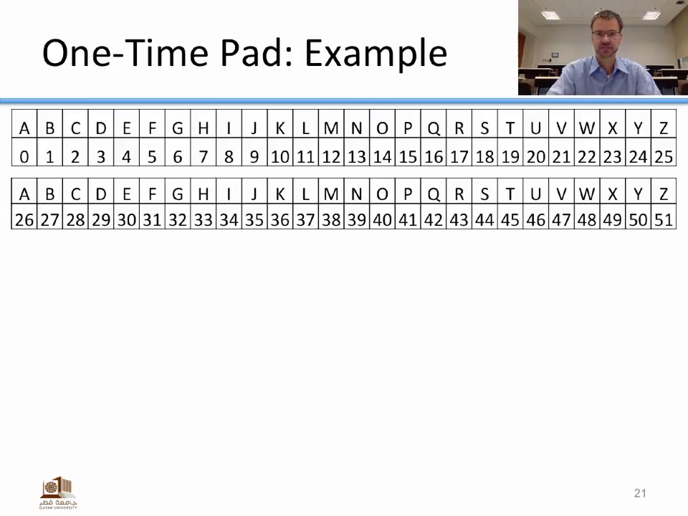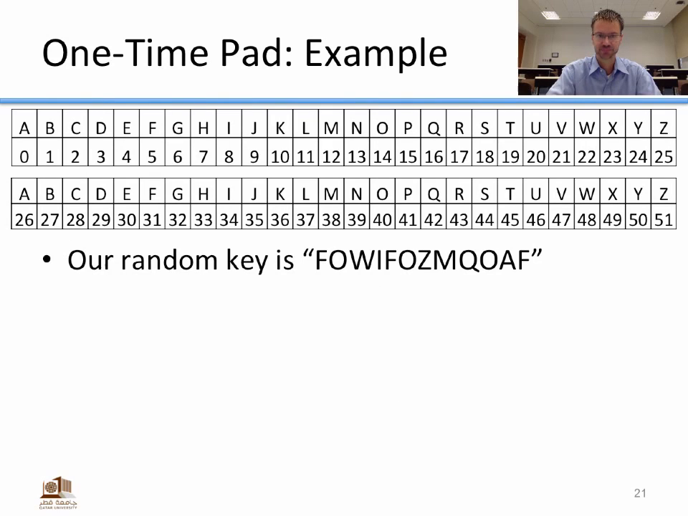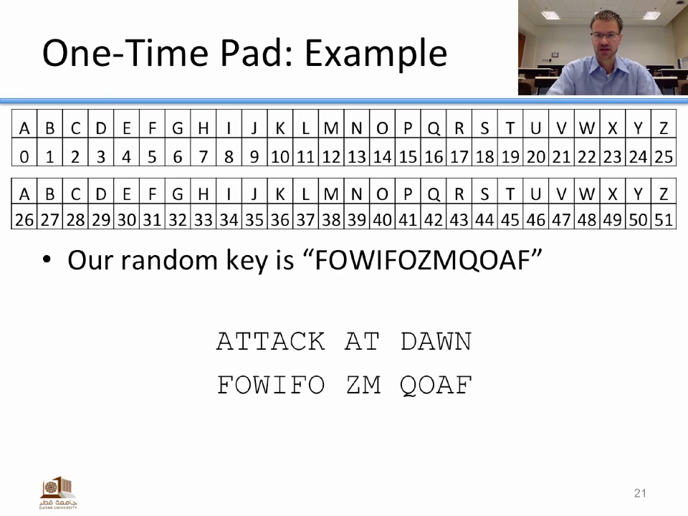Okay, so let's do an example. Here's my charts again. My random key is just this. It's just random. It was randomly chosen. And if that random key is shared between the sender and the recipient, then I could do attack at dawn. I could write my random key underneath it, and it's just as long as the message. It never repeats. And that's the important thing here. It's totally random, and it never repeats.